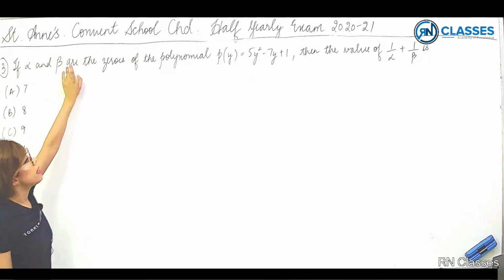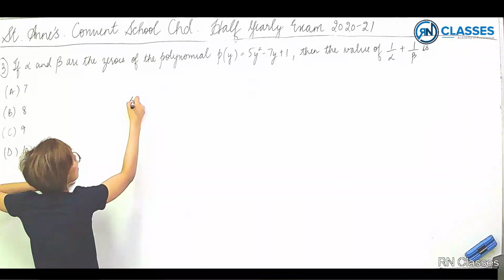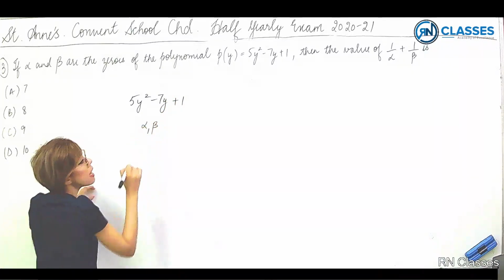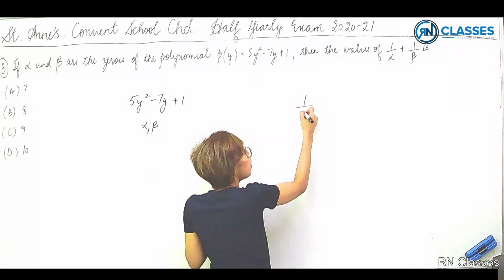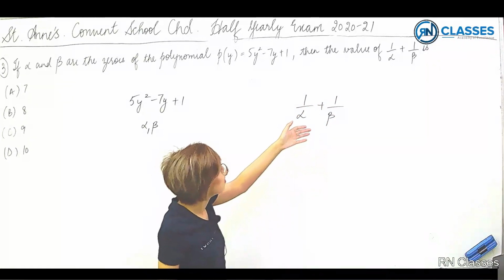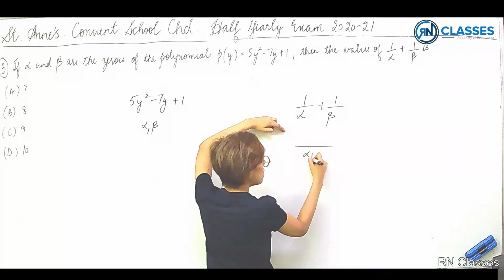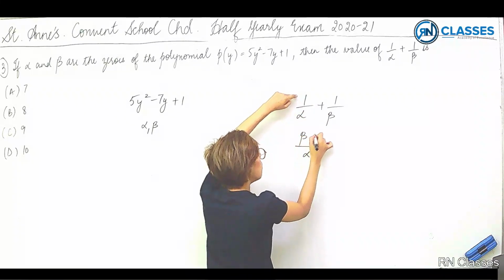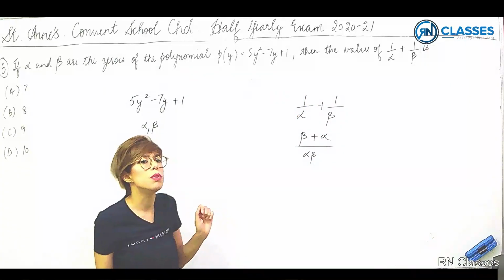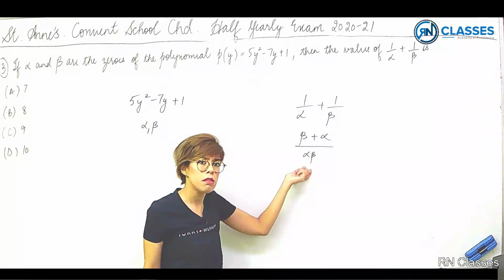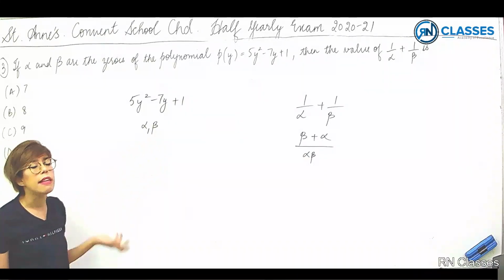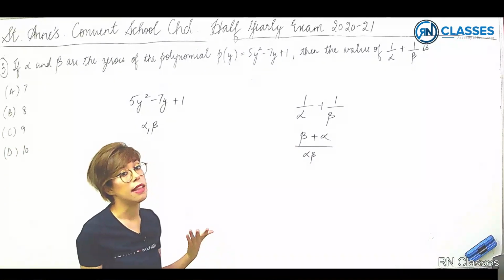He says alpha, beta are the zeros of the polynomial 5y square minus 7y plus 1. Right? Then find the value of 1 by alpha plus 1 by beta. Right? Okay, let's just simplify this a bit. So let's take the LCM as alpha beta. So this becomes beta plus alpha over alpha beta. That means if I want to find the value of this, all I need to do is find the value of alpha plus beta and alpha beta. Now this is a polynomial. Zeros are alpha and beta. That means I can use the relationship between coefficients and the zeros.